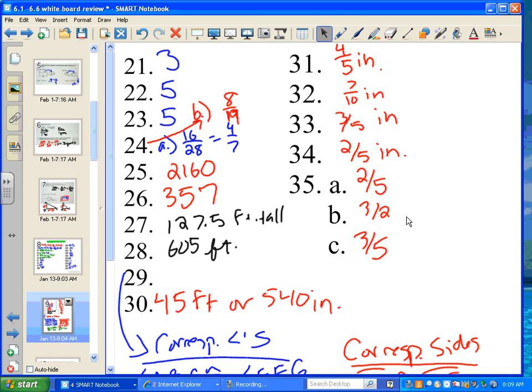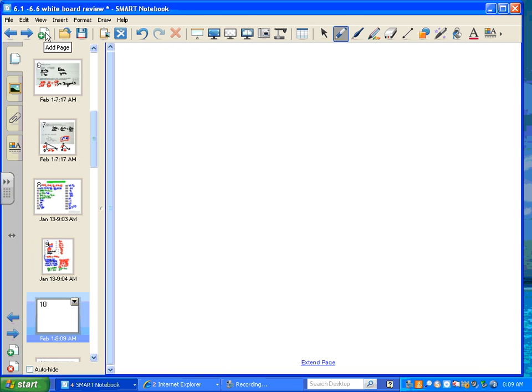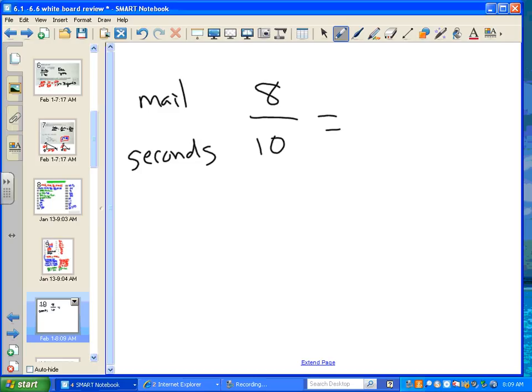Okay, Greta, 25. Okay, 25 talks about a mail room. So I did pieces of mail on top and seconds on the bottom. It's just how I set up my proportion. We know that you have to sort 8 pieces of mail, and whoever does this does it in 10 seconds. Ben, what are you doing? Your pencil. Equals, we need to convert the minutes to seconds. So the 45 minutes becomes 2,700 seconds.